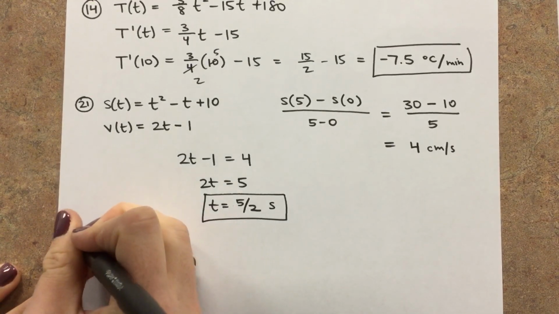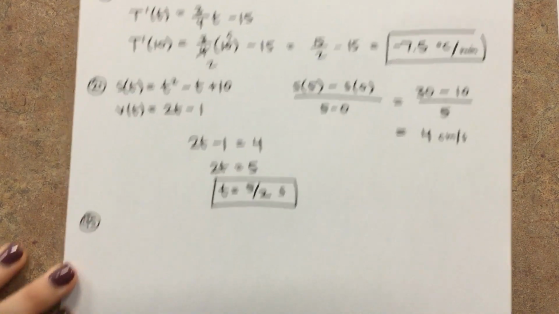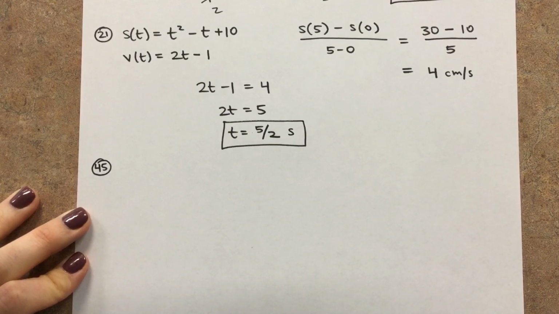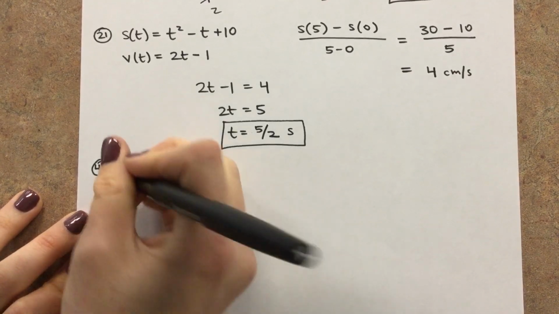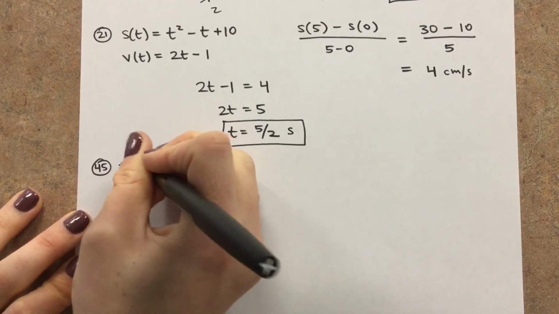All right, next one of these rates of change problems was number 45 that I pulled from the book. It says demand for a commodity generally decreases as the price is raised. Suppose the demand is given by this right here.